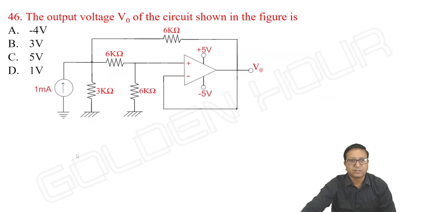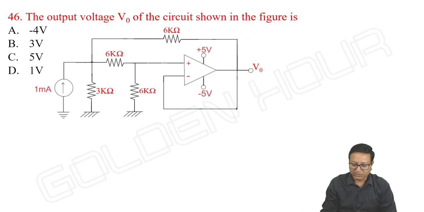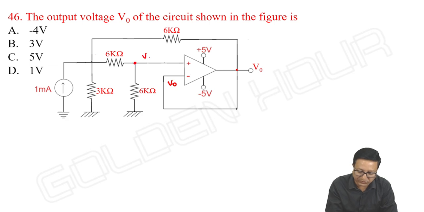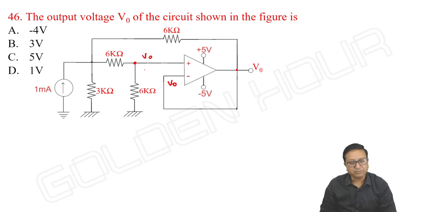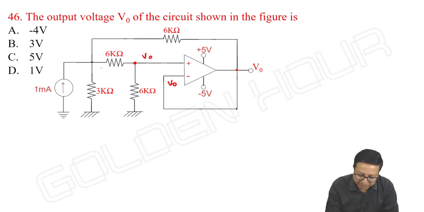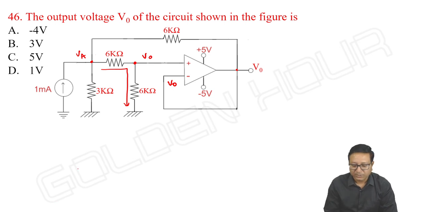Next. See here. If you look at this, there is a negative feedback as well as positive feedback in this case. The output voltage of the circuit shown in figure. V output is here, and as there is a direct connection from the inverting terminal to the output, due to virtual short, V minus is equal to V plus is equal to V output. Let me take this voltage as some VA. From VA, whatever current comes, the entire current goes like this only. No current is possible in this direction.